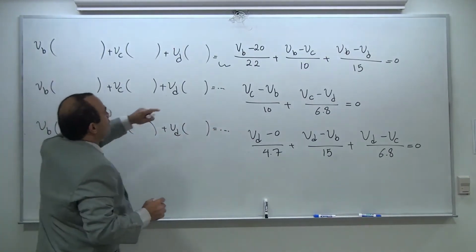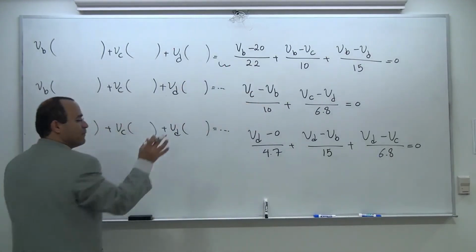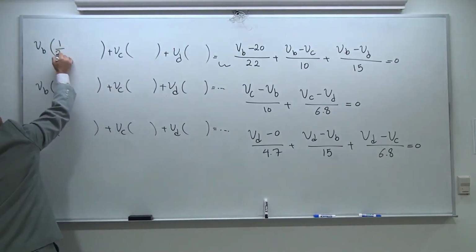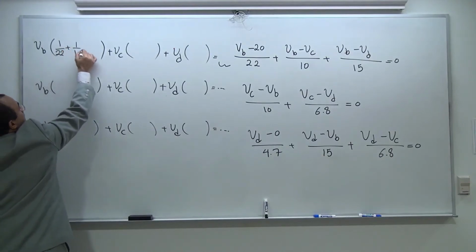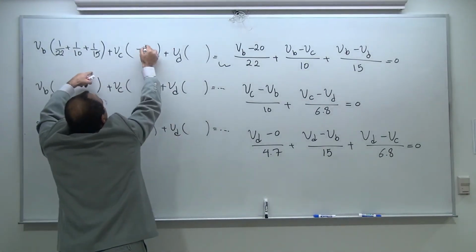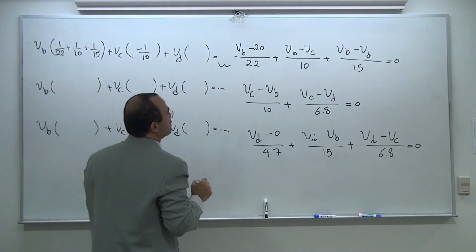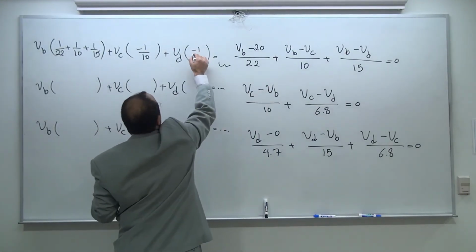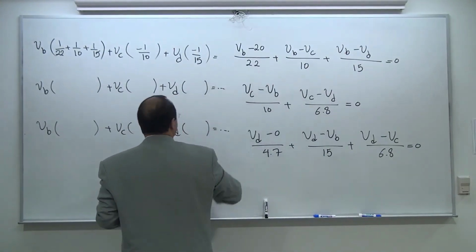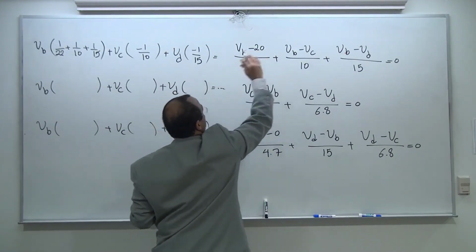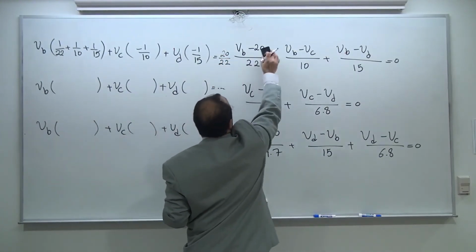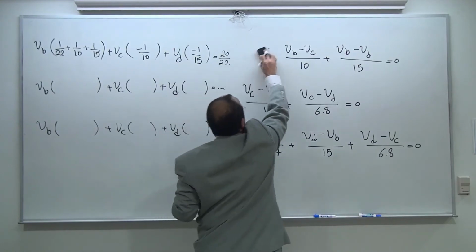Now the first one. Grab all the VB and tell me what you get. Don't simplify. Don't say 1 over 22 is 0.009. Don't do that. Just 1 over 22 plus 1 over 10 plus 1 over 15. Just leave it like this. Go for VC. You have minus 1 over 10. Grab the minus sign inside so that you are on a safe road. VD, you have minus 1 over 15. And what is the constant? The constant is minus 20 divided by 22. So minus 20 divided by 22 goes to the other side, becomes positive, 20 divided by 22. I don't even simplify this. I just take it and put it as a fraction and leave it on the right hand side.